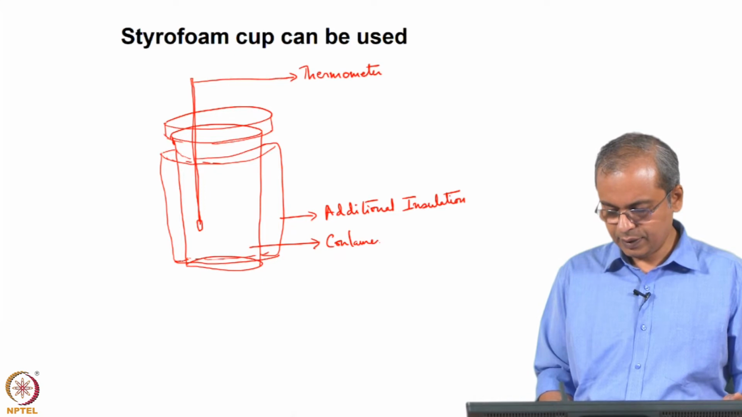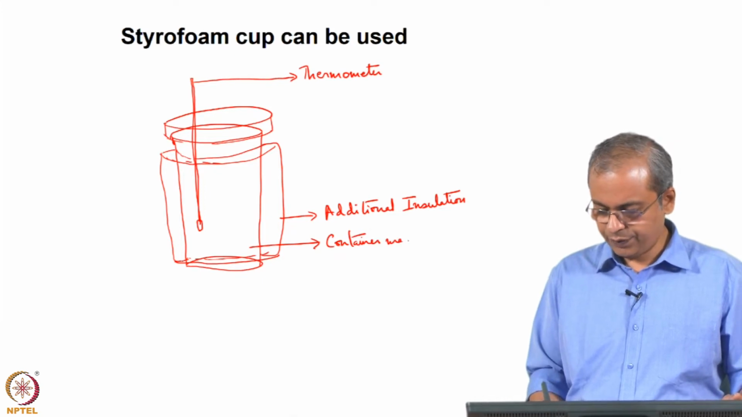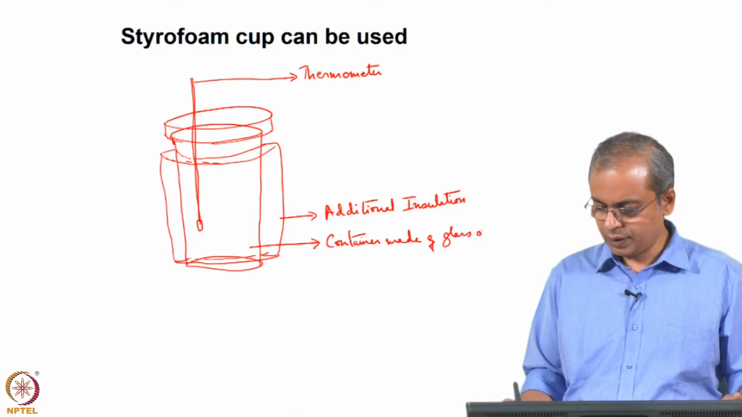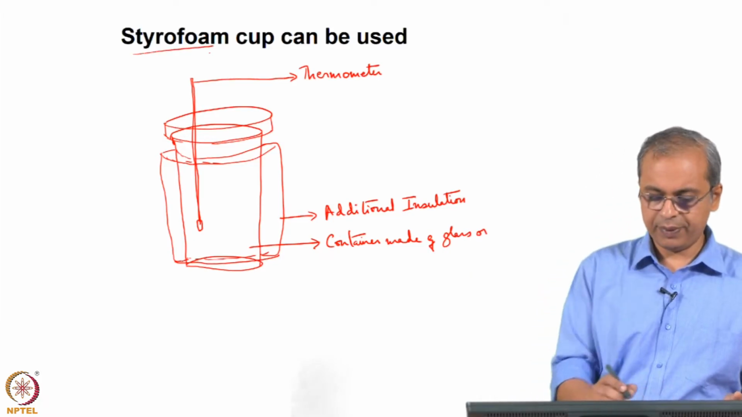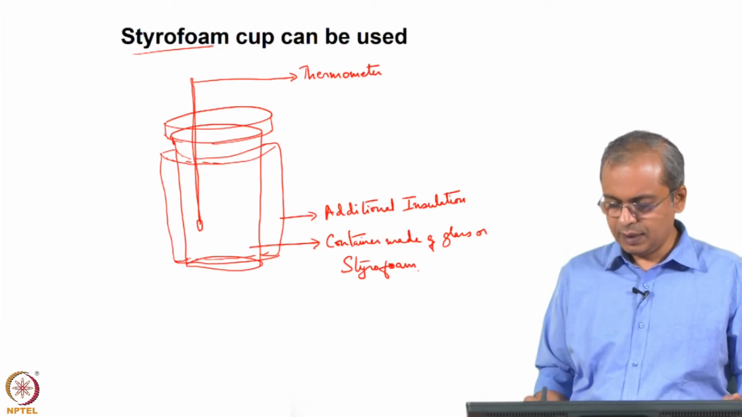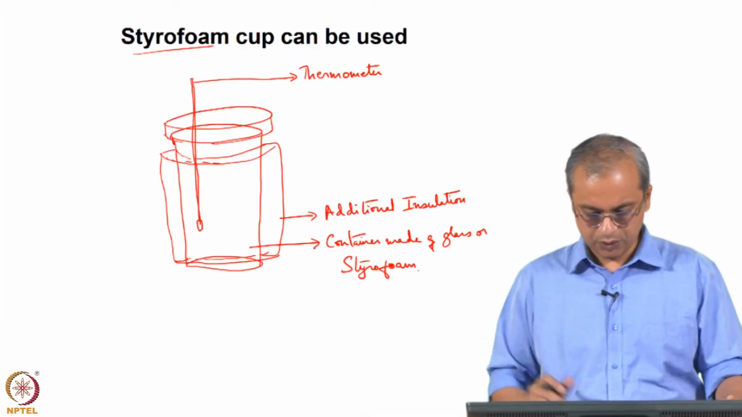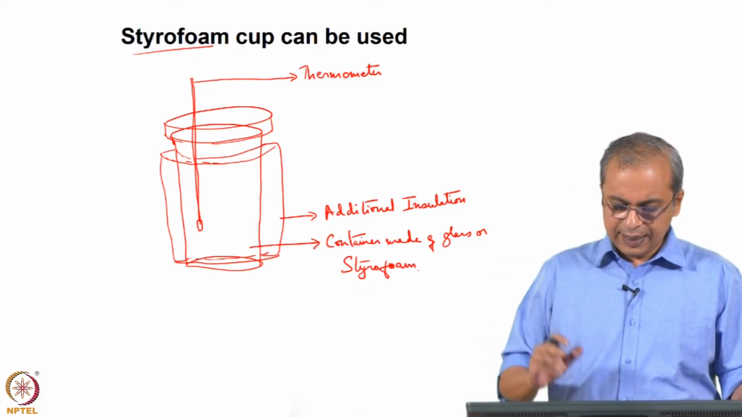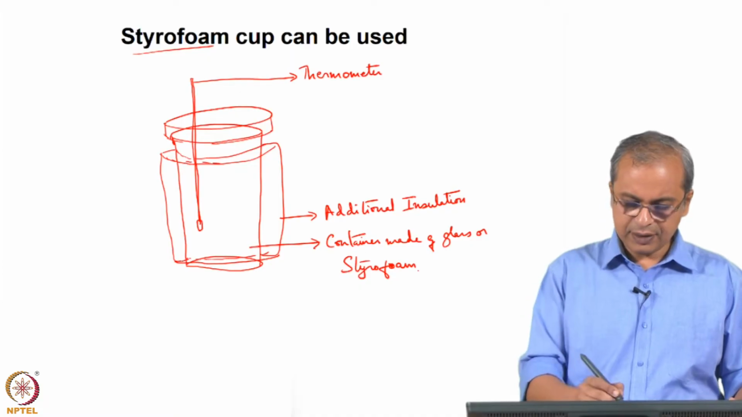And what you have in here is a container made of glass, or in this case for example we have mentioned styrofoam. Something that is inherently insulating. So, this is what we have. One additional thing that we usually have is a stirrer.